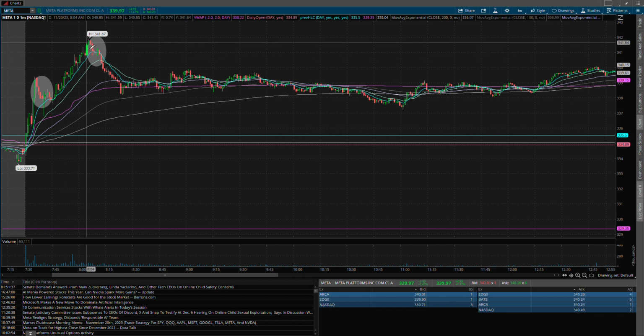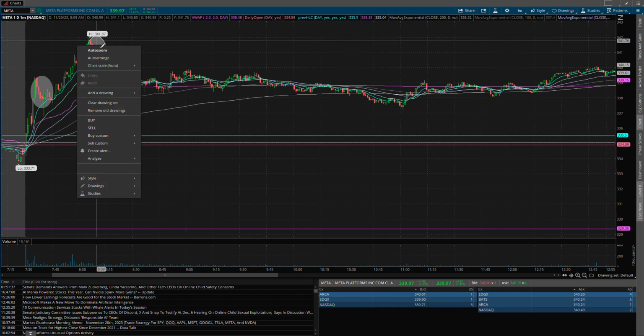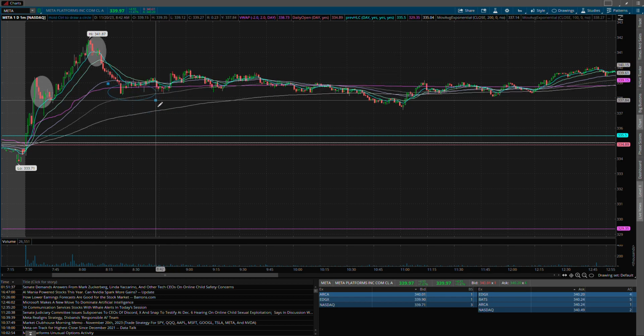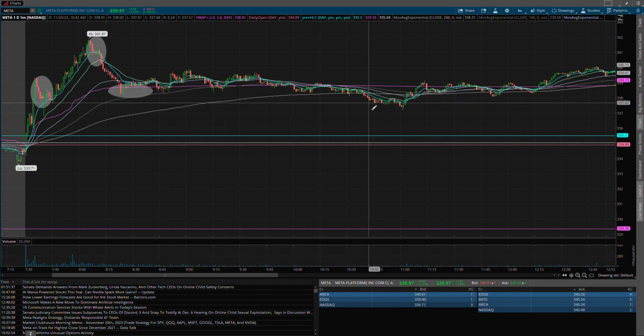Had I shorted here, that would have been a substantial amount of gain. We're looking at 342 to 339, so that's about a $3 move. That's a 300-point move right there. Look at that. That would have been an interesting trade right there.